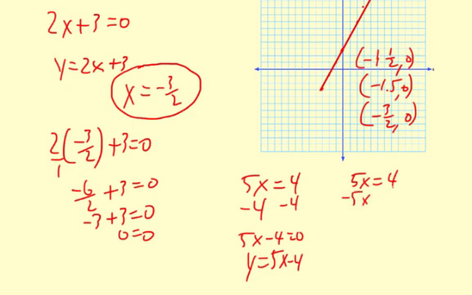Subtract 5x from both sides. And then you would get 0 equals negative 5x plus 4. So your related function would be y equals negative 5x plus 4. Both of these work because they have the same x-intercept. So you're good to go either way here. That's the big picture for this lesson.